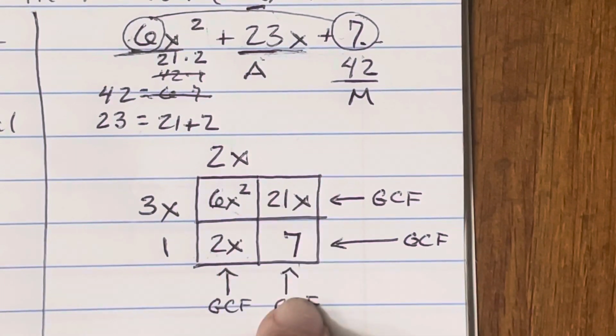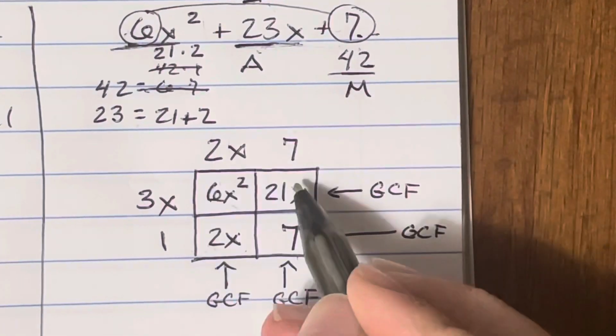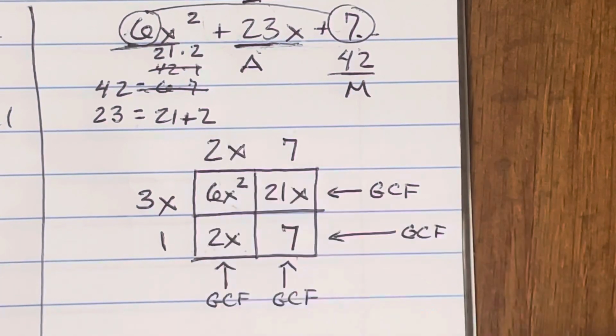And 21 and 7, what do they have in common? Well, 21 and 7 both have 7 in common. And 7 doesn't have an x, so they don't have an x in common. So that is my greatest common factor up there.